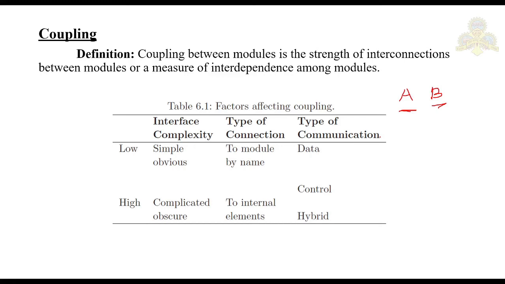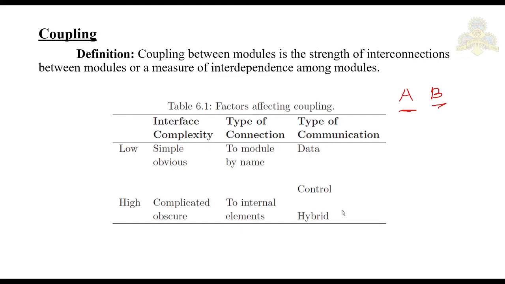Now the choice of the modules decides the coupling between the modules, because the modules of this software system are created during the system design. The coupling between the modules is largely decided during the system design and cannot be reduced during the implementation.